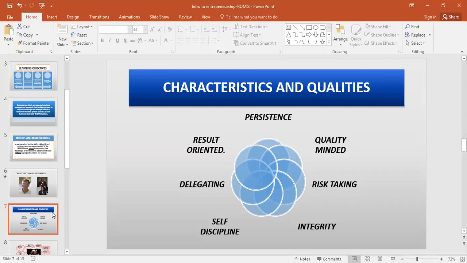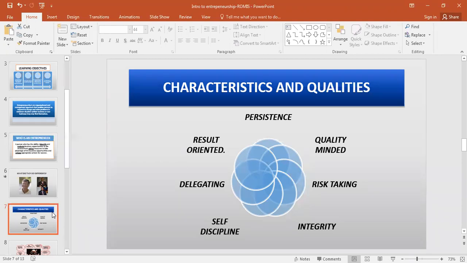Then integrity is another virtue that we don't joke with. Your yes should be yes. There are so many people in Nigeria today who call themselves entrepreneurs. They grow their business by cheating, by cutting corners, by defrauding people. Such businesses can't scale. It's just a matter of time. It will just be like a flash in the pan.